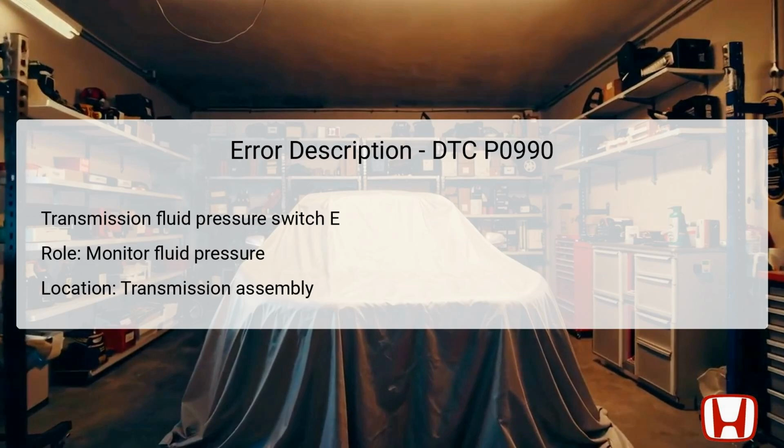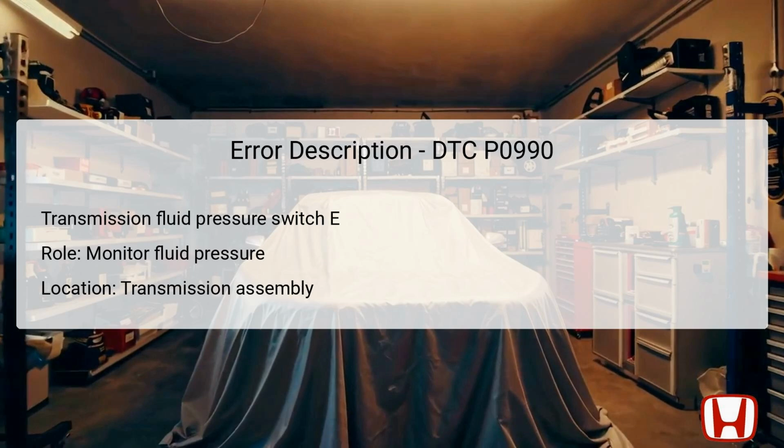This DTC P0990 specifically refers to the transmission fluid pressure switch E, which is integral to the operation of the 6th clutch in the Honda Accord. This switch monitors the hydraulic pressure within the transmission system and sends relevant information to the Powertrain Control Module, PCM. If the switch detects high pressure, or if it's malfunctioning, it contributes to shifting issues.